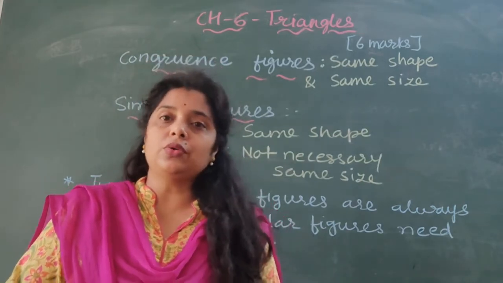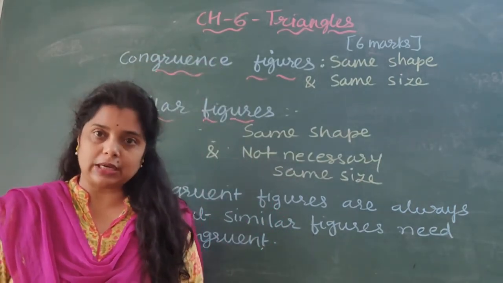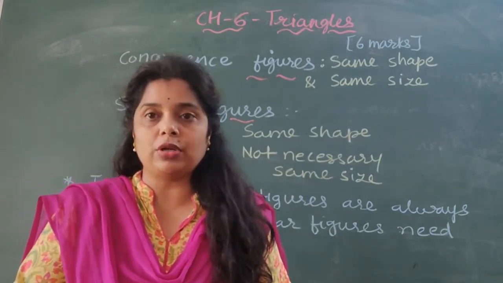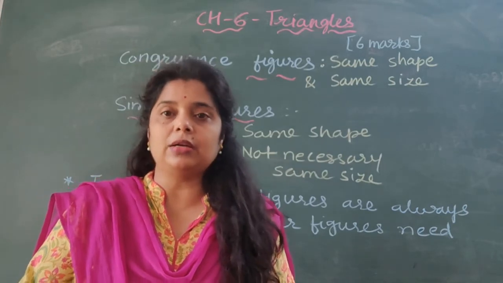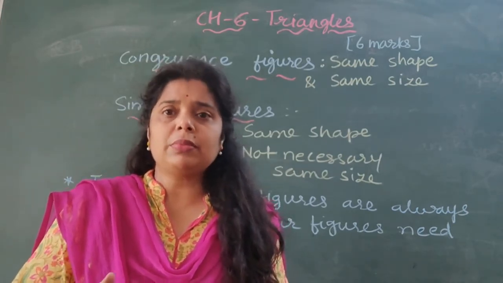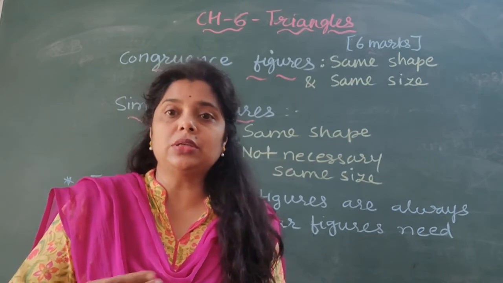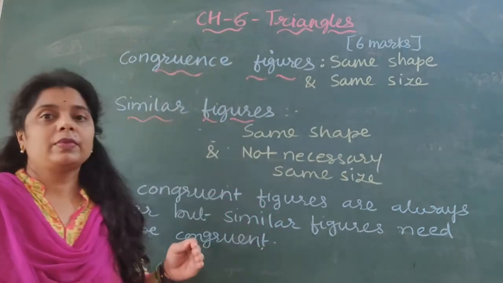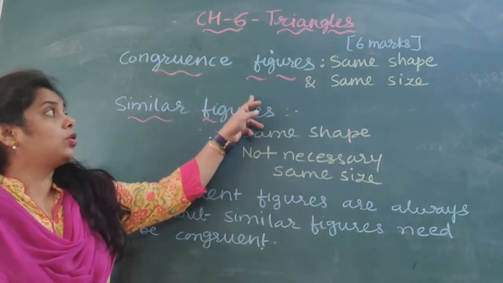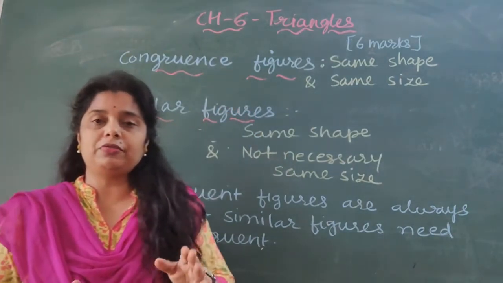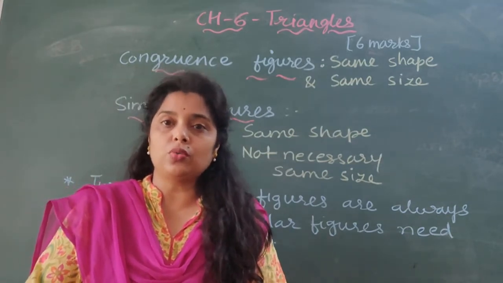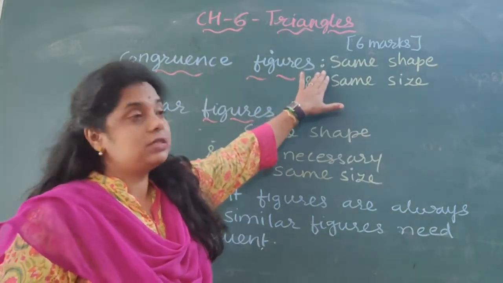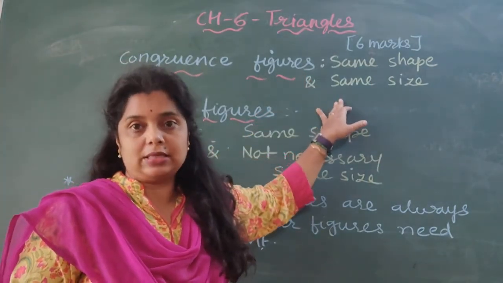Okay, so now we are going to start chapter number 6, triangles. So just I would like to recall some points which you studied in 9th standard, so that you can understand the new concept, similarity, nicely. So here, congruent figures. The geometrical figures which we call congruent have the property of having same shape and same size.